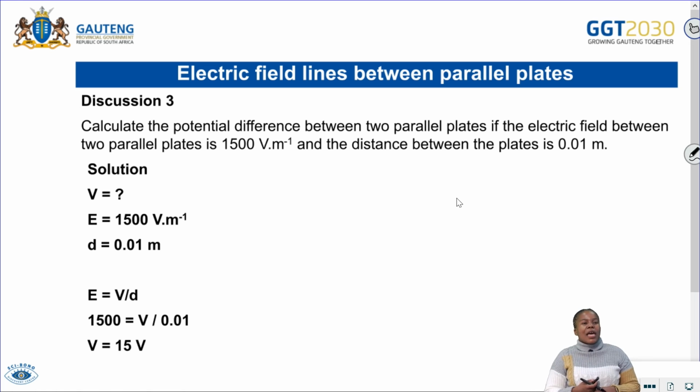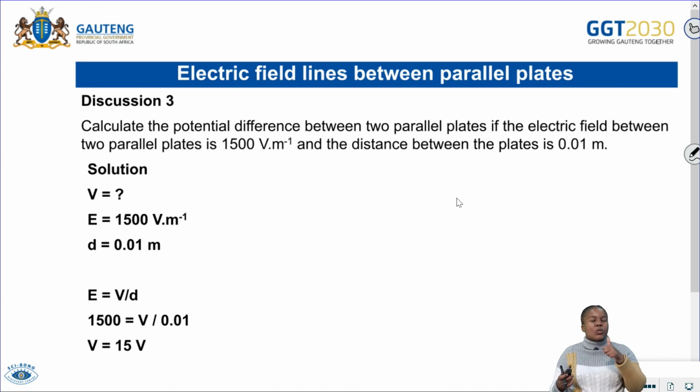Let's look at the electric field lines between parallel plates. How can we be asked to calculate the electric field between the parallel plates? So here's discussion number 3. Discussion number 3 is saying calculate the potential difference between two parallel plates if the electric field between the two parallel plates is 1,500 volts per meter and the distance between the plates is 0,01.